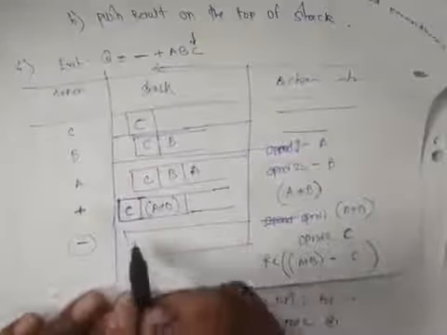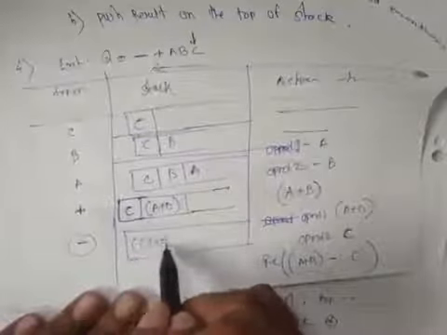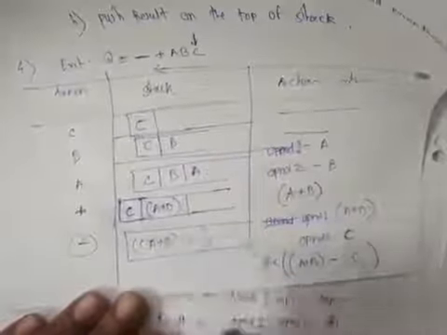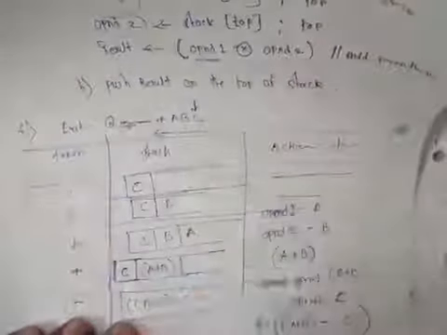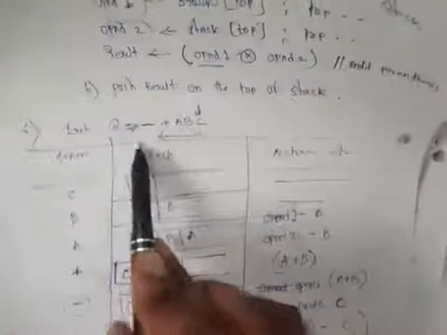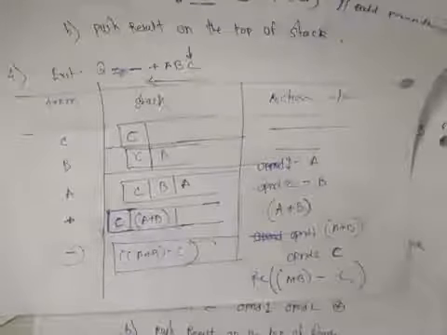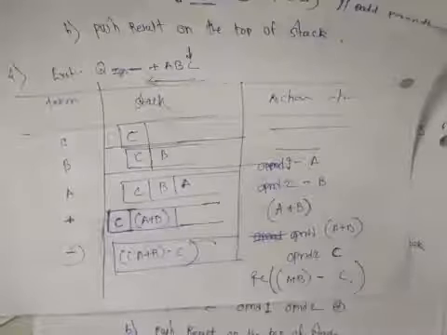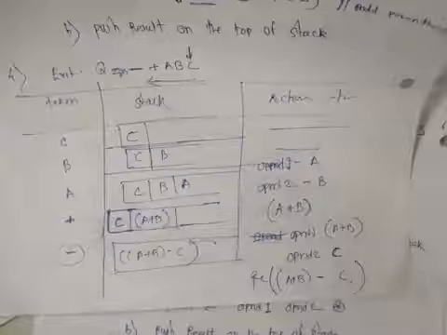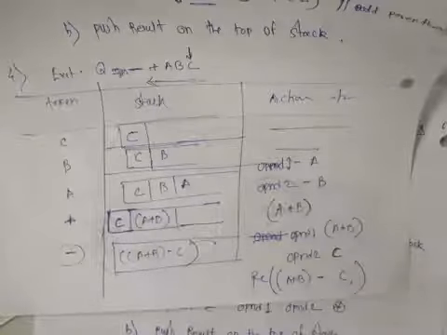So the final result is like this: A plus B minus C. Okay, and the next token is what? End of the expression. If the end of the expression occurs, we are going to pop this result and print it finally. So this is prefix to infix conversion. Very simple.